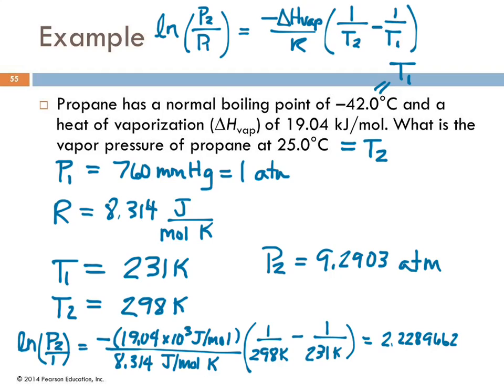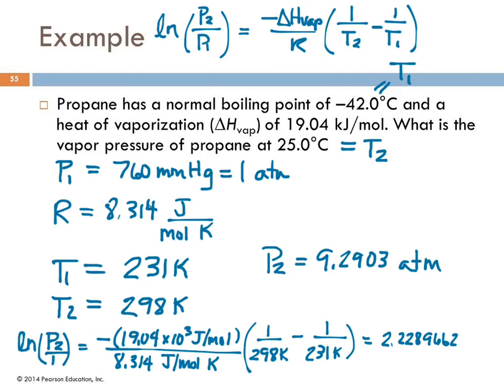Is that a reasonable result? No, it isn't. Because something boils at 1 atmosphere, we're expecting this to be less than an atmosphere. So I'm thinking, maybe I did something wrong with my calculator.